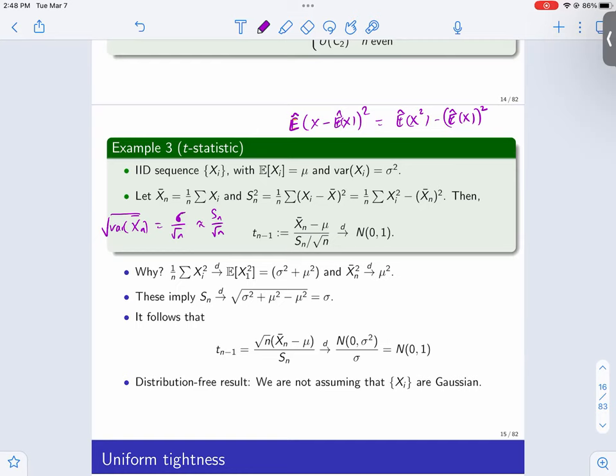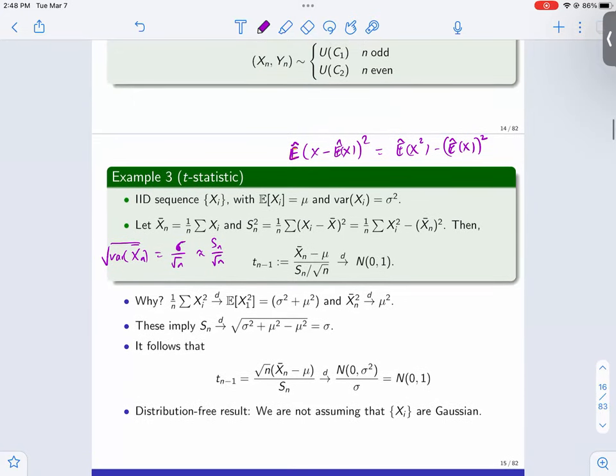That would be a distribution-free result. It's saying no matter what the underlying distribution is, I get that asymptotically this is approximately normal. So you can use this. There's something called a pivot: this distribution does not depend on the parameters. So it's an asymptotic pivot. Asymptotically, it doesn't depend on the unknown parameters, so you can use it to construct confidence intervals. We'll see something like that later.